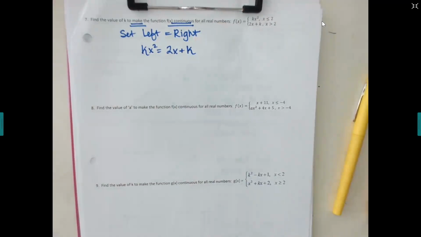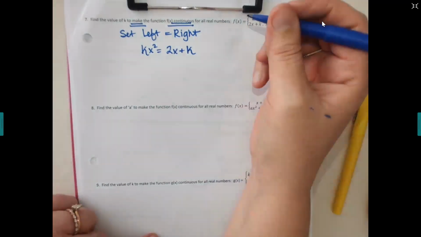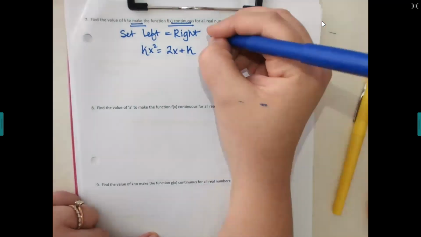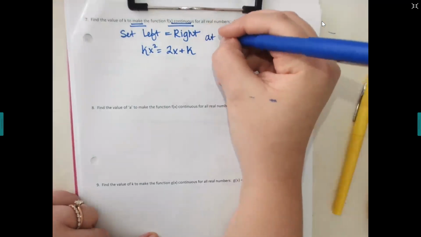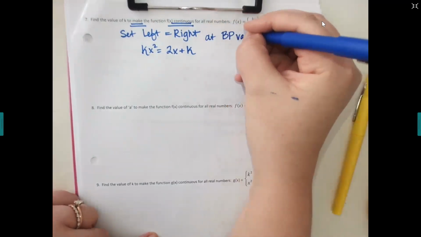Now, remember that they don't have to always come out equal. They only have to come out equal where you switch from one to the other. And remember, we call that the breakpoint. So at what value am I going to switch from the top equation to the bottom equation? 2, and we call that the breakpoint. So that's going to be at your breakpoint value.